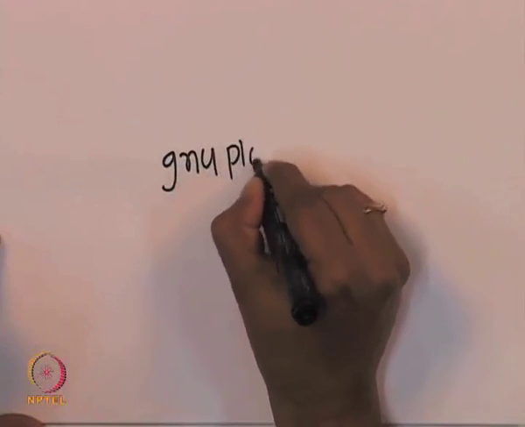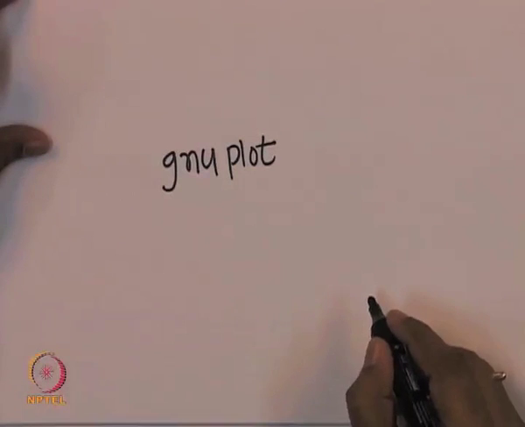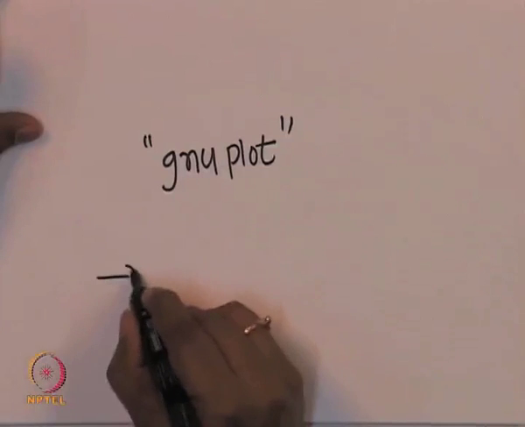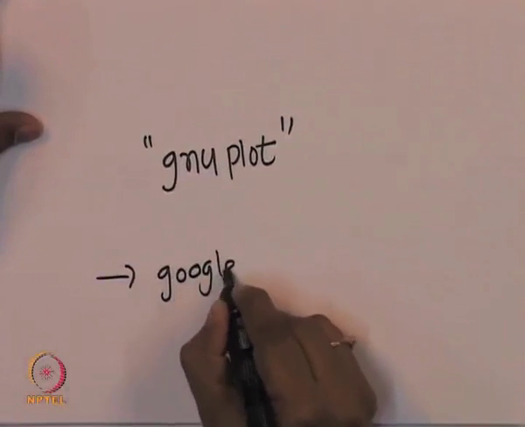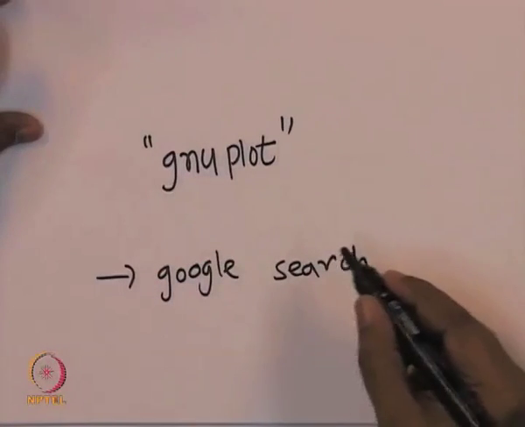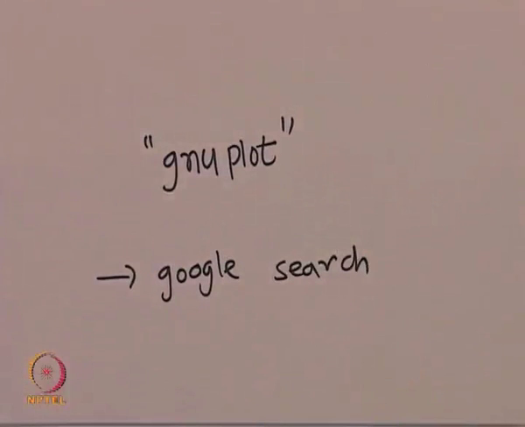Let me write it here. It is called GNU Plot, and if you Google search for GNU Plot, the first website you will get is this. From there you can download this software and install it, and once you install, you can use the software. It is very simple, and you can plot almost any function that you want.